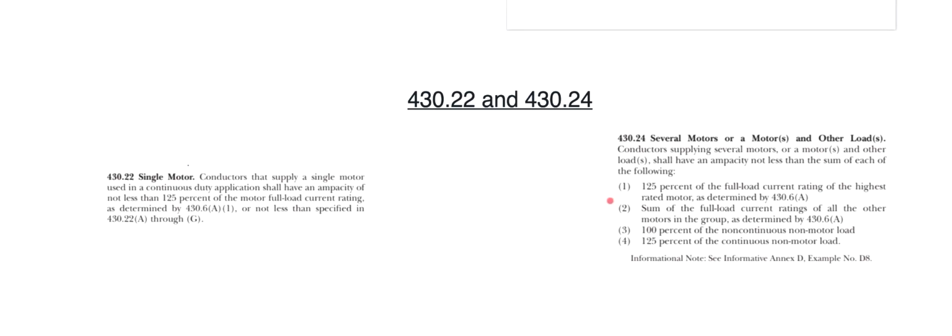Next, the sum of the full load current ratings of all other motors in the group as determined by 430.6(A). So for the smaller motors, we start adding up the FLC on those. And then the third one, 100% of a non-continuous non-motor load. I have seen this question in master's tests, and they have to tell you that it's a non-continuous non-motor load, and then you still have to use 100% of that. And the fourth is 125% of the continuous non-motor loads.